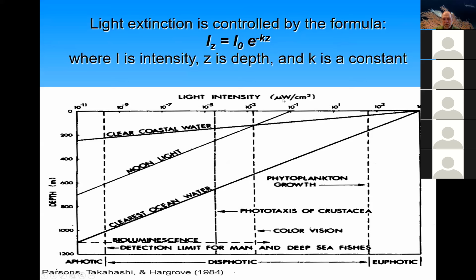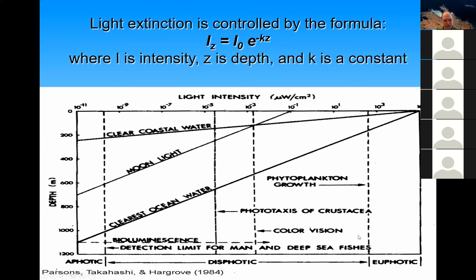And so, here is a diagram of the availability of light, and this is being measured in microwatts per square centimeter, light intensity, and this is light intensity on a logarithmic scale. And so this is saying that for the availability of light for phytoplankton growth, you have to have at least 10 to the second to 10 to the third microwatts of energy per square centimeter to support phytoplankton growth. Okay.